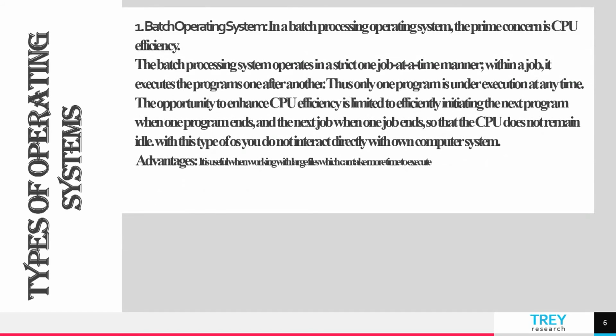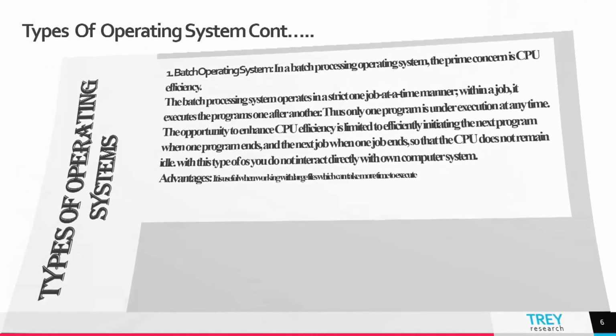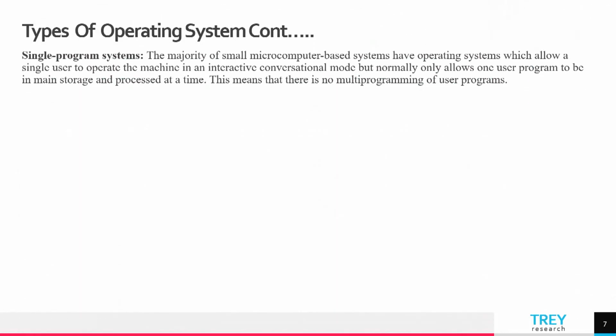The first one, we've got what is called the batch operating system. In batch operating systems, the prime concern is CPU efficiency. The batch processing system operates in a strict one job at a time manner. It executes the programs one after the other, following the logic or the way the instructions are being given to the computer. Okay, move on to the next slide.